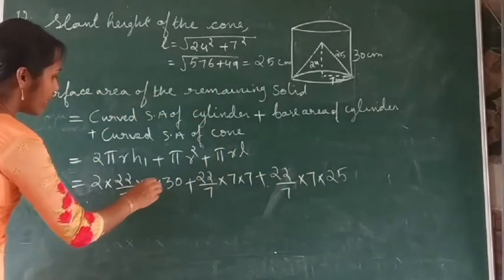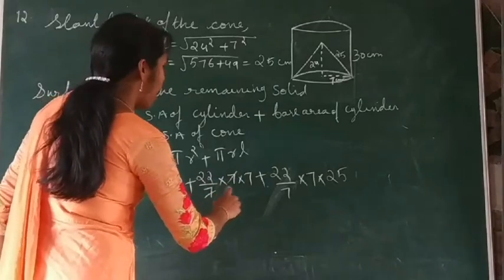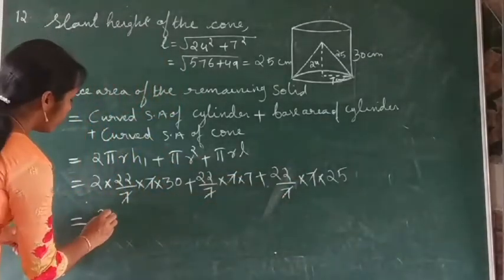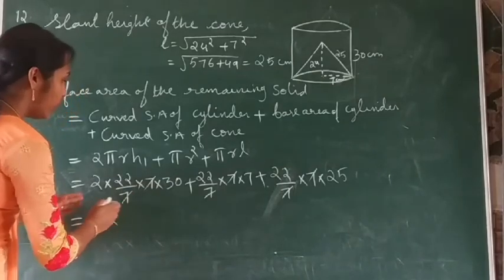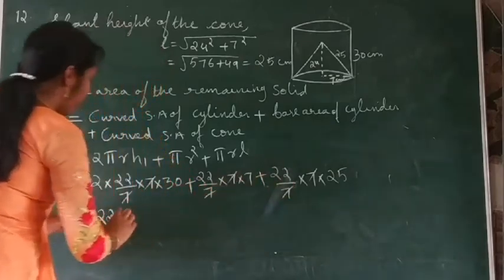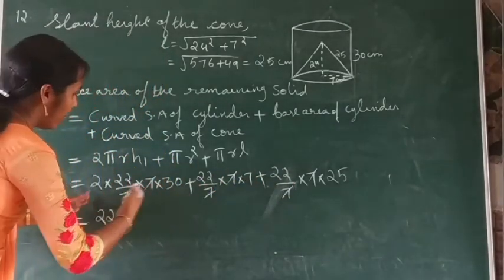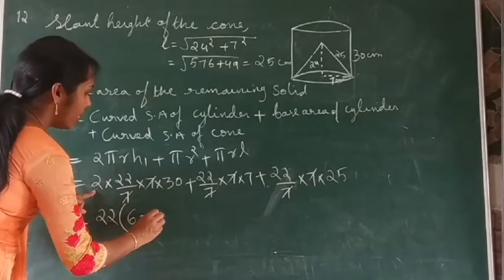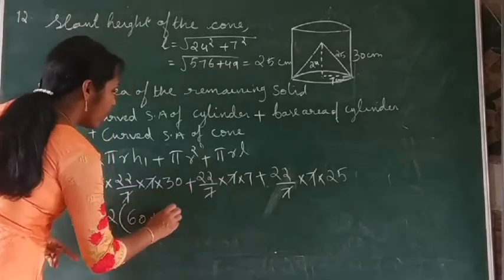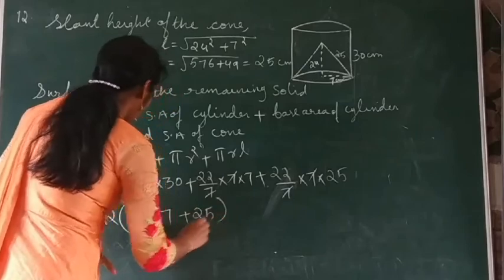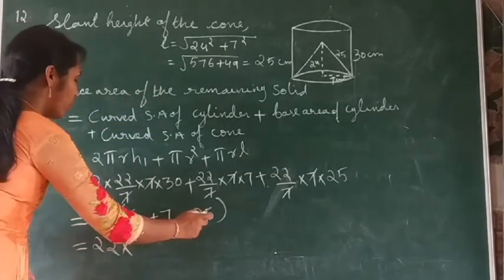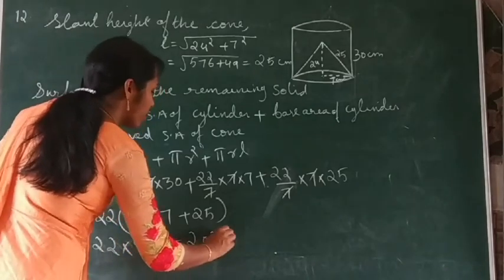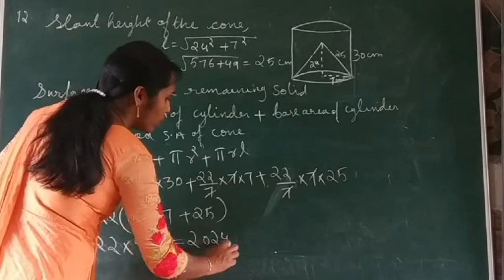So we can simplify, 7 and 7 can be cut. Here 7 and 7 can be cut, and here also we can cut 7 and 7. Now, in all the three terms, we have 22 as common, therefore we can take out 22. We do it for the convenience of the calculation. You can also calculate separately and add, there is no problem, but it will be complicated, I think, therefore we can take out 22 as common. So after taking out 22 as common, what remains here is 2 into 30, that is 60, plus 7, plus 25. So that is equal to 22 into 60 plus 7 plus 25, that is 92. And the product of 22 into 92 is 2024. So the total surface area of the remaining solid is 2024 meters square.